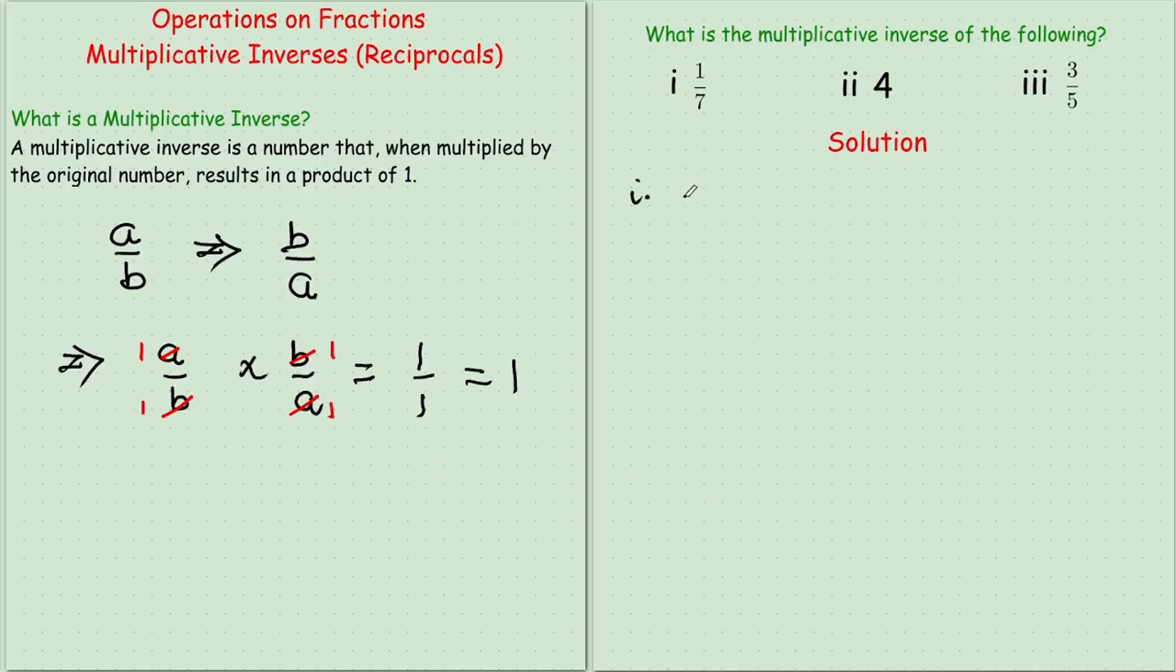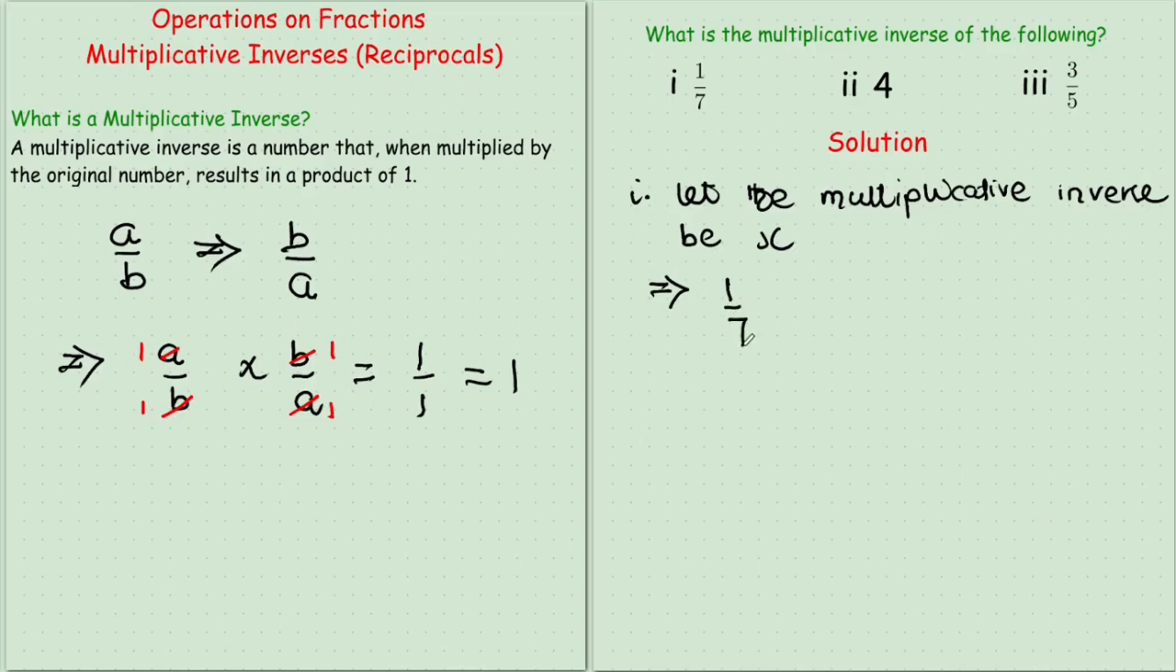Now, since we don't know the multiplicative inverse, we can let it be a variable. So I'm going to say, let the multiplicative inverse be x. If the multiplicative inverse is x, then for the first one, 1 over 7 times the multiplicative inverse should give you 1. Remember, that was the property we stated here: the multiplicative inverse times the original number should give you 1. Now we need to make x the subject.